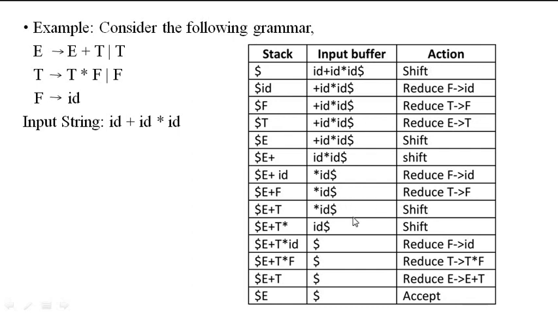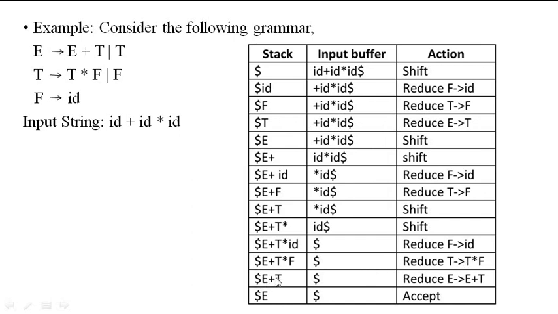Next shift. So move star from the input to the stack. Next again shift ID. So your input becomes empty. Now this ID is reduced by F. Do you have any production T star F? Yes, T gives T star F. So reduce T gives T star F.